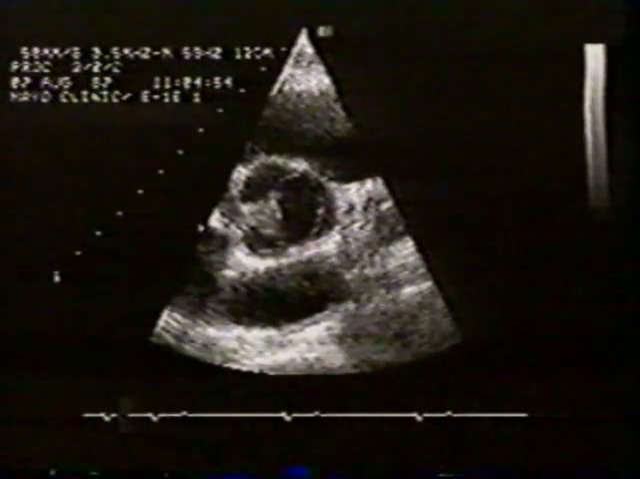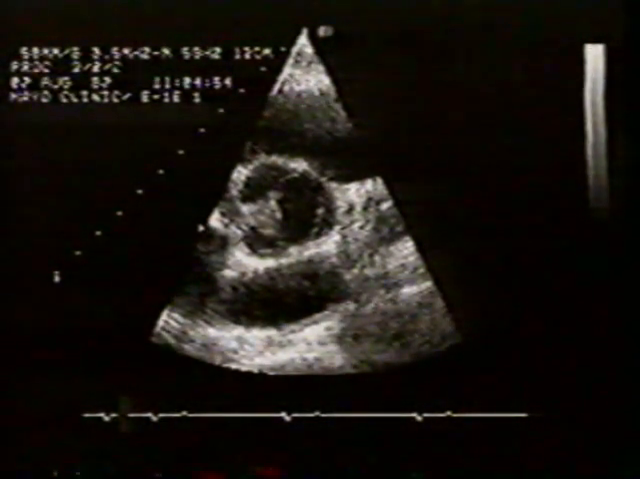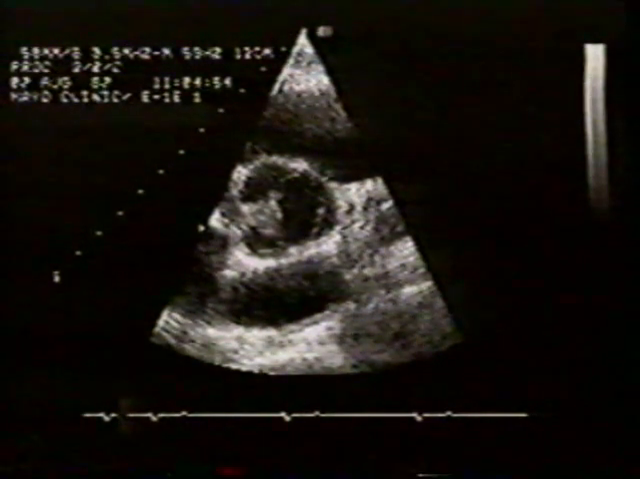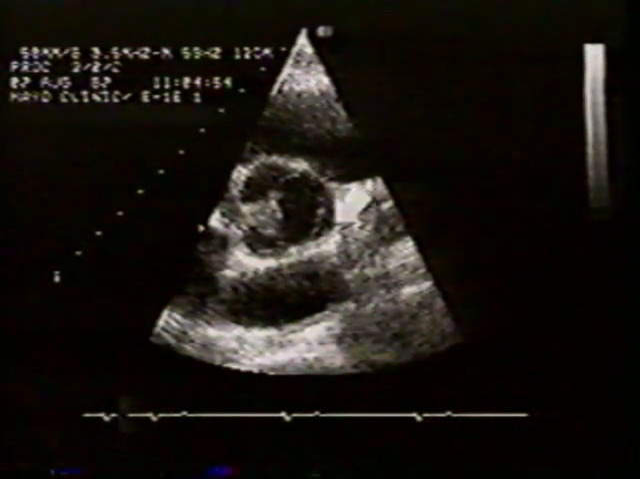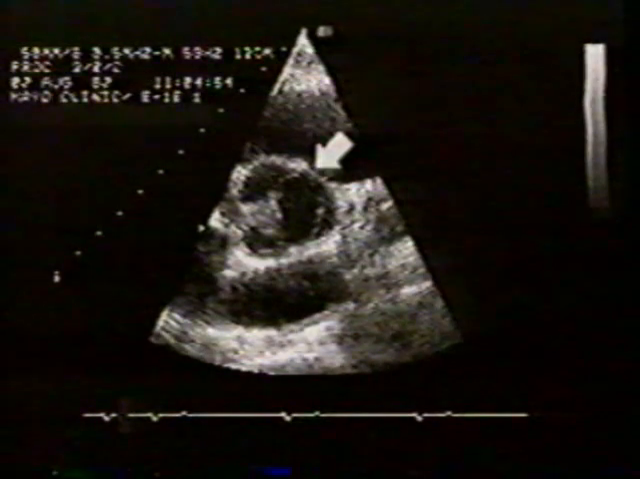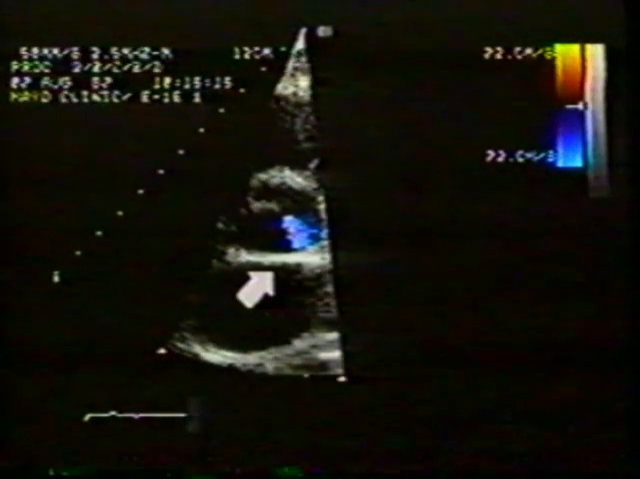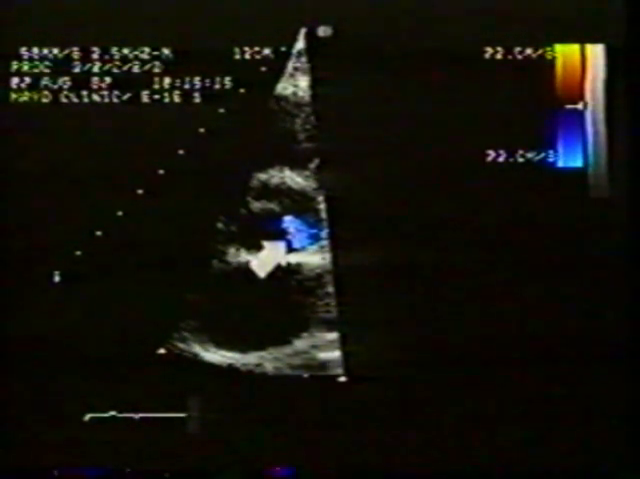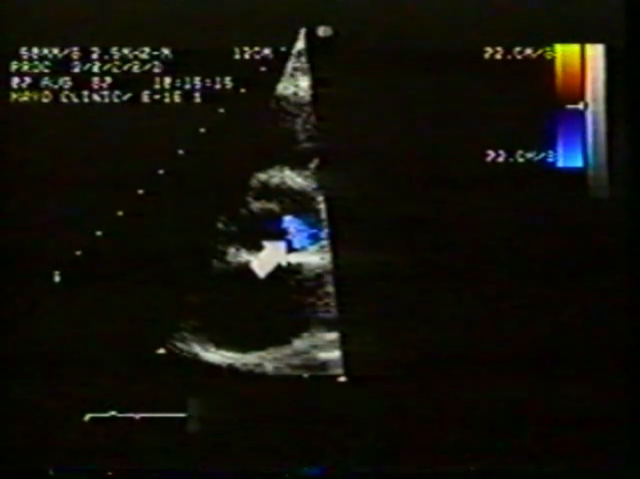Color flow imaging is more sensitive than conventional PW Doppler for detection of aortic regurgitation. This patient has a bicuspid aortic valve. In diastole, we have been able to utilize color flow to detect the jet of mild aortic regurgitation.